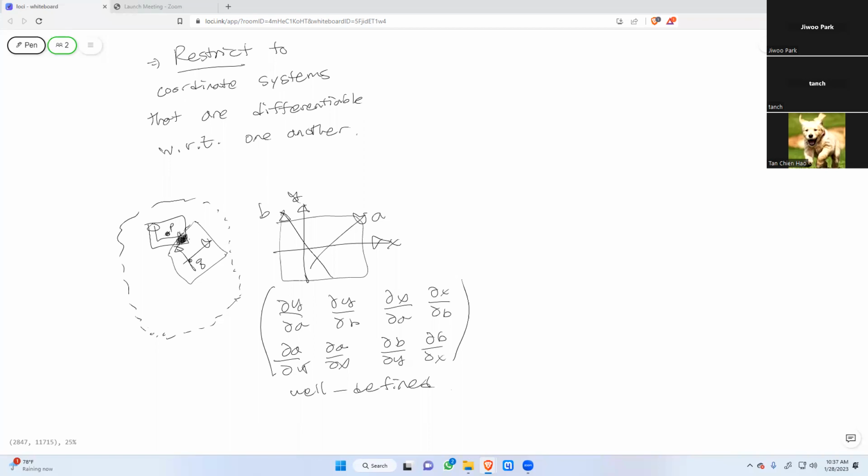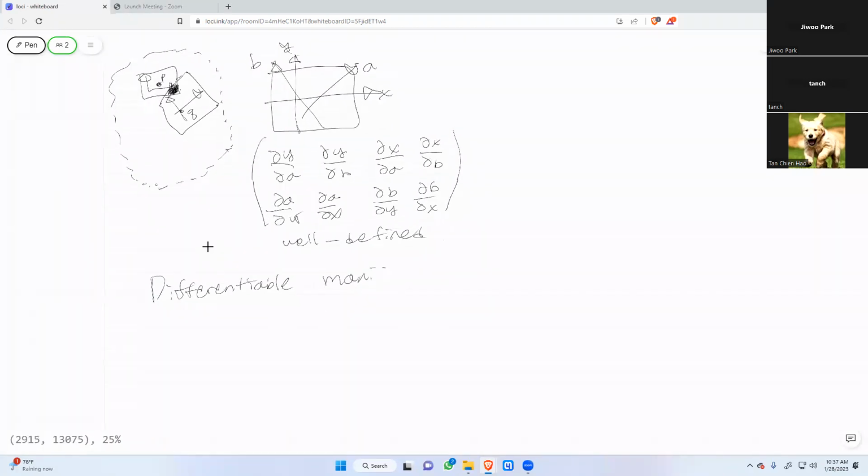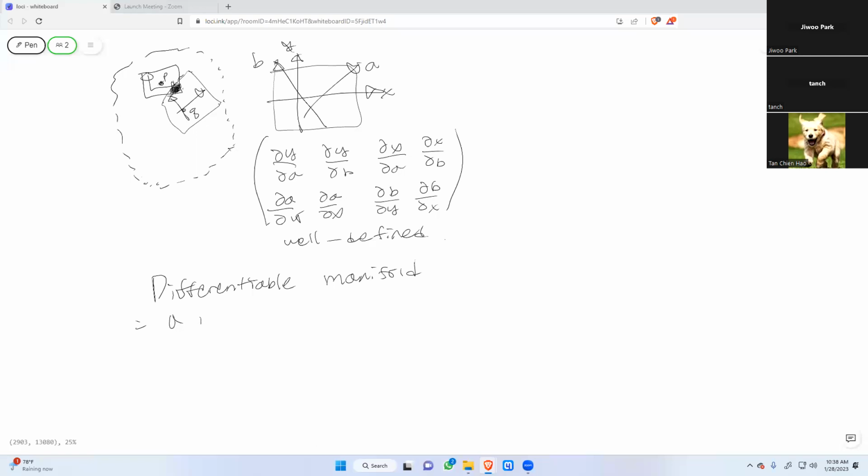So this is what is called a differentiable manifold. A differentiable manifold is essentially a manifold where calculus with respect to coordinates makes sense.